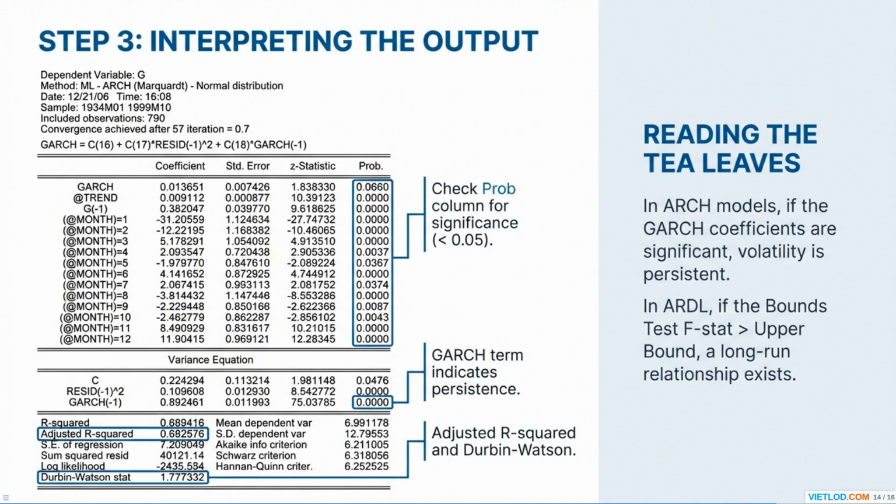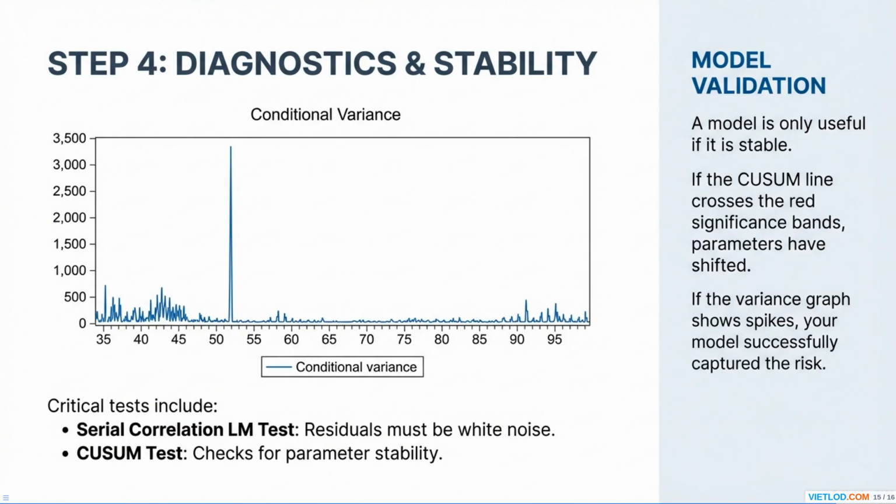0.0000. This highly significant GARCH coefficient of 0.892 reveals that approximately 89% of yesterday's volatility carries over to today, confirming strong volatility clustering and persistence in our series. This aligns with the principle that in ARCH models, significant GARCH coefficients imply persistent volatility. We also observe overall model fit statistics, like the adjusted R-squared and the Durbin-Watson statistic, which provide a general sense of the model's explanatory power and residual autocorrelation.